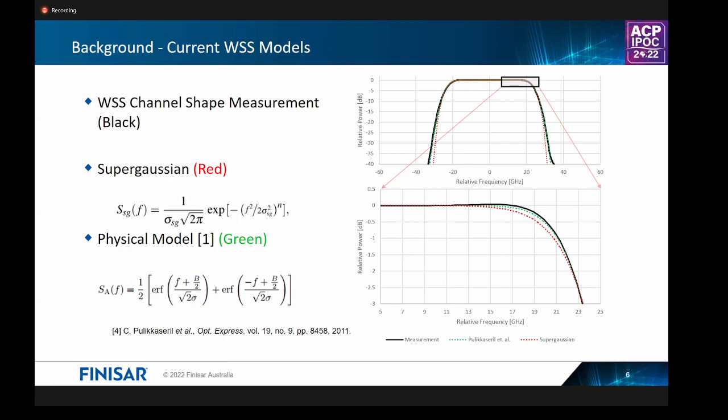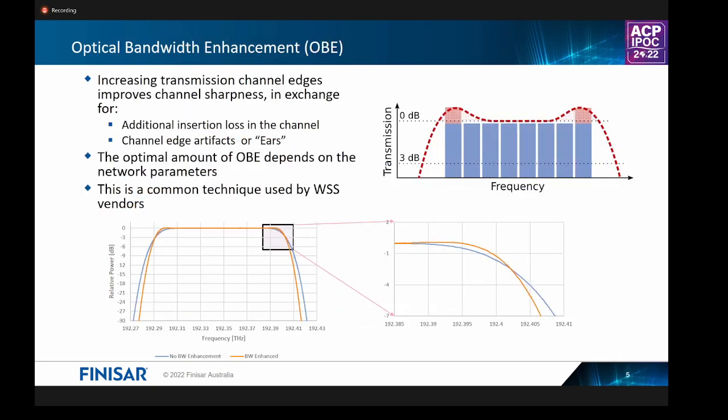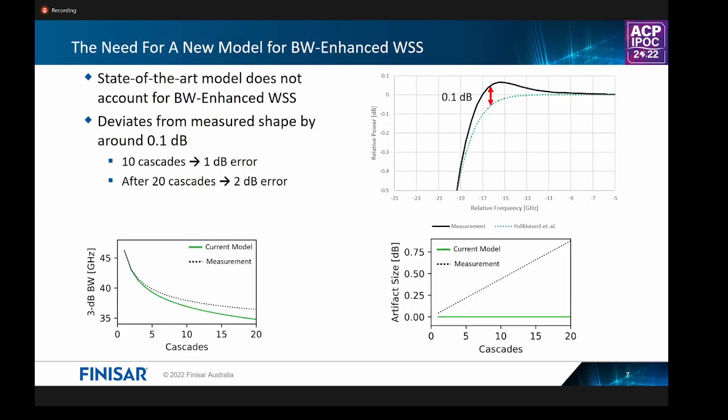The reason for that is because this measurement is of a channel that has this optical bandwidth enhancement enabled. If we zoom right in and have a look at the differences, we can see up to 0.1 dB difference here, mainly because of this artifact. Now, this might seem like a small number, but after 20 cascades, this error increases to 1 to 2 dB. So this is a big concern.